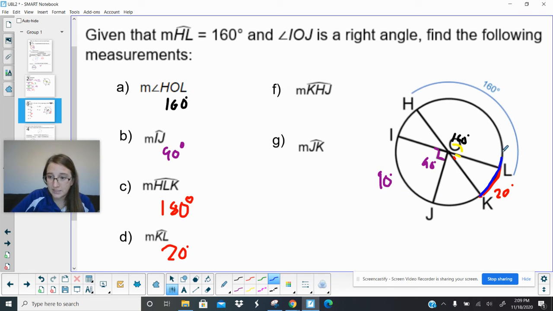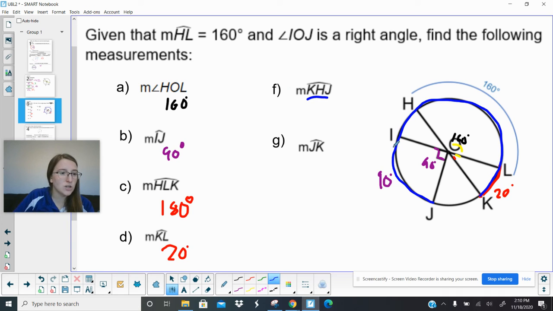Okay, K to H to J. You have to follow it in the same order. Otherwise, you're looking at the wrong angle. I need this whole thing. Now let's look at what we have. I know this piece is 20. I know this piece is 160. Well, I got a little gap right here. And then I know this is 90. So in order to get this whole thing, I'm going to add together all the degrees that I have, but we're missing this little piece.